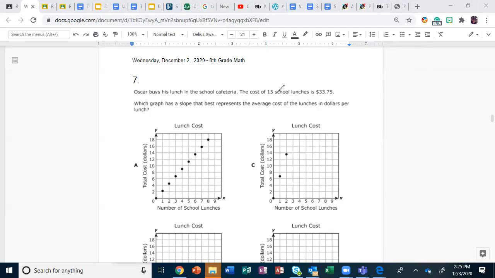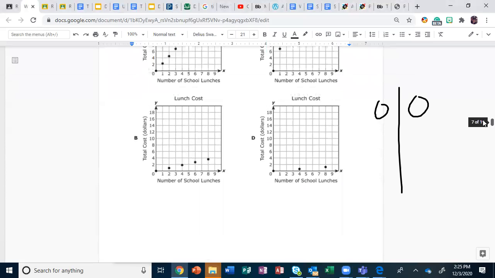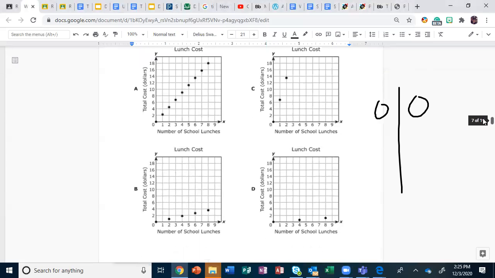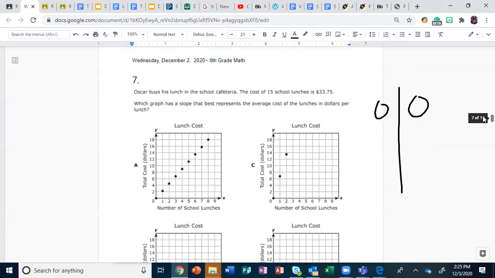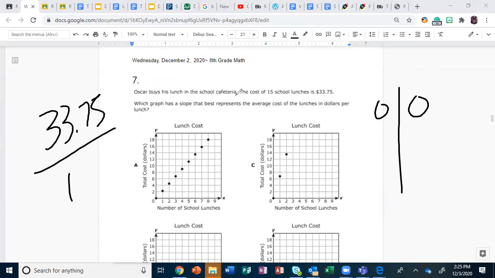Now, first of all, if Oscar doesn't buy lunch, how much is he gonna pay? For 0 lunches, he was gonna pay $0. So let's look at our graphs and see which one starts with 0, 0. All of them, right? So that's not gonna help me out. Now I know that for 15 lunches, he pays that much money. So what we can do is divide 33.75 divided by 15 to see how much he pays for 1 lunch.